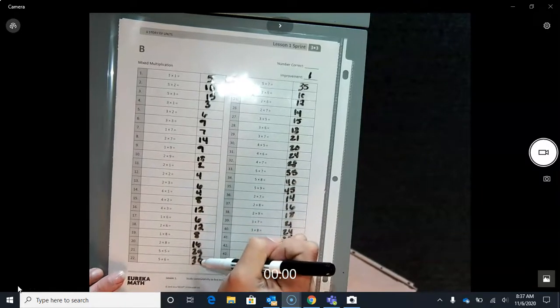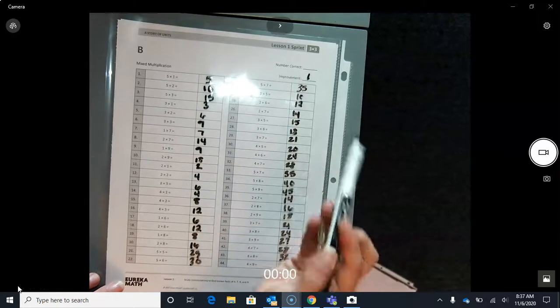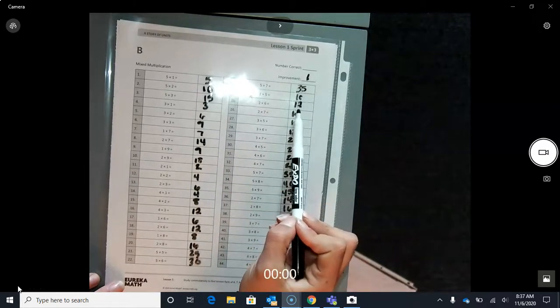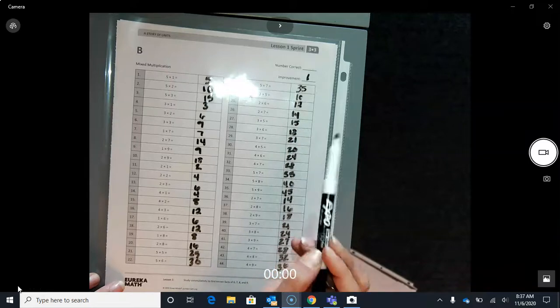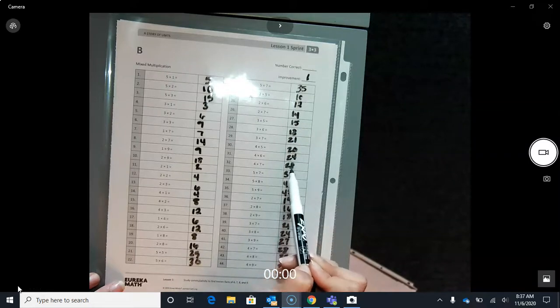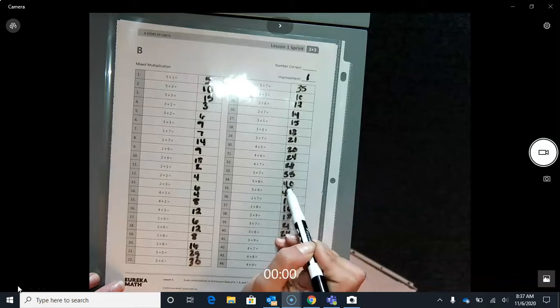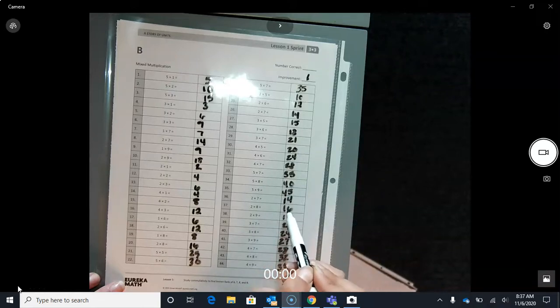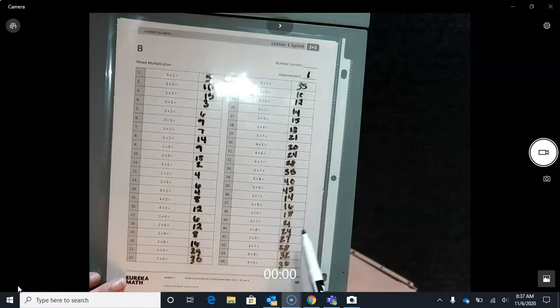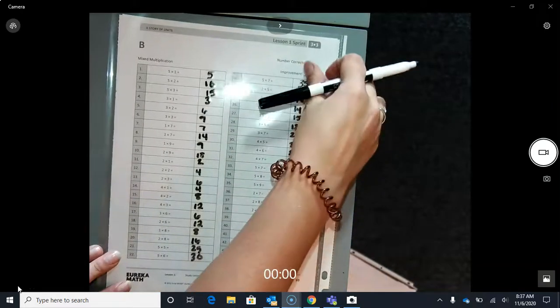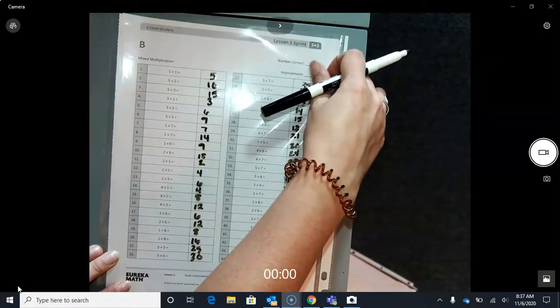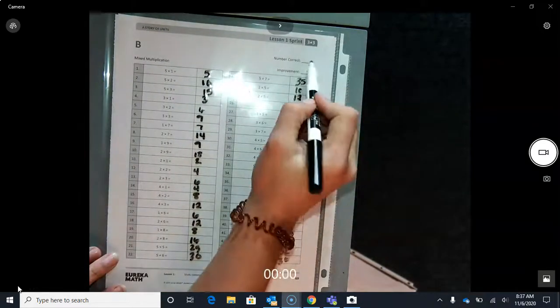8, 16, 25, 30, 35, 10, 12, 14, 15, 18, 21, 20, 24, 28, 35, 40, 45, 14, 16, 18, 21, 24. Is anyone still going? 27, 28, 32, 36. All right, so we want to now count up how many we got correct. And you'll put that number here.